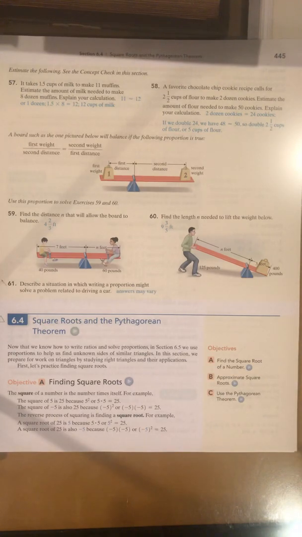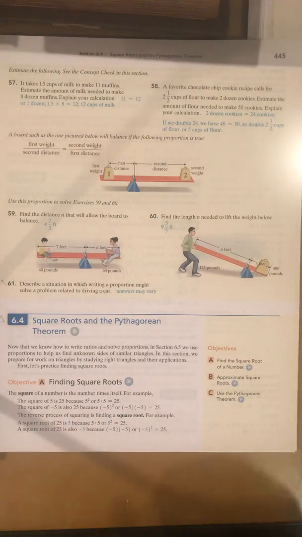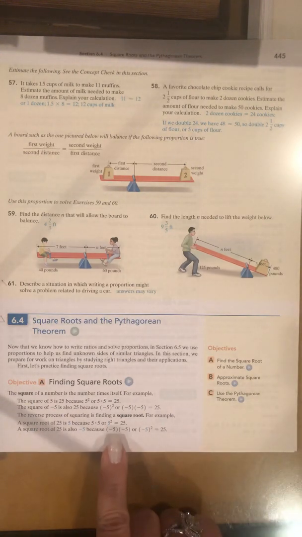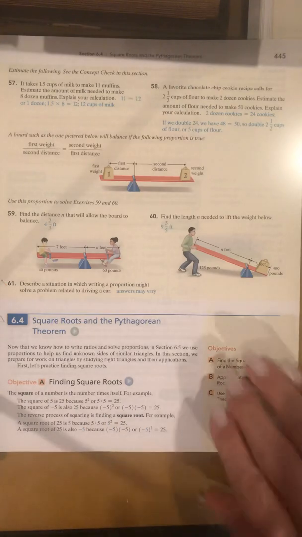In other words, if I gave you 25 and I asked you what's the square root of 25, I'm asking you what two numbers multiply to give you 25. And in this case, it could be 5 or negative 5. Okay, that's square root.